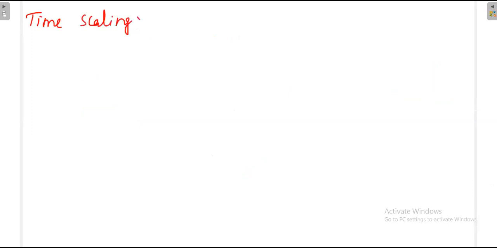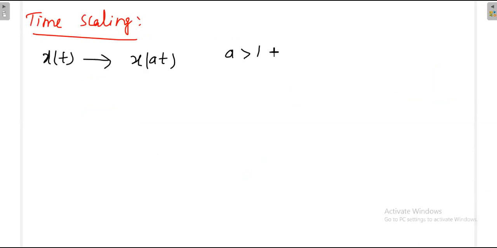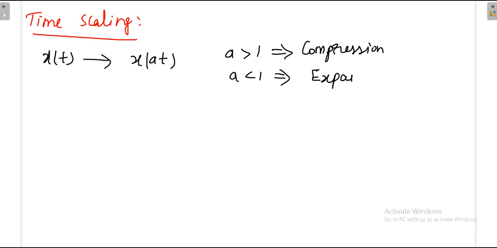Time scaling. In time scaling, if it is x of t, I can find x of at. If a is greater than 1, that is called compression. If a is less than 1, that is called expansion. The same operation you can also do in the discrete domain. If x of n is there, you can also find x of an. Now we'll have one example.